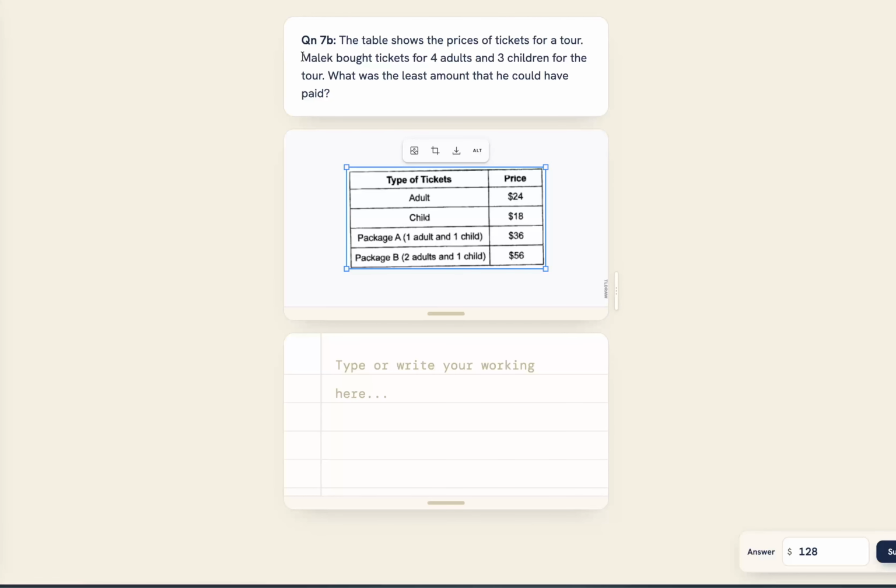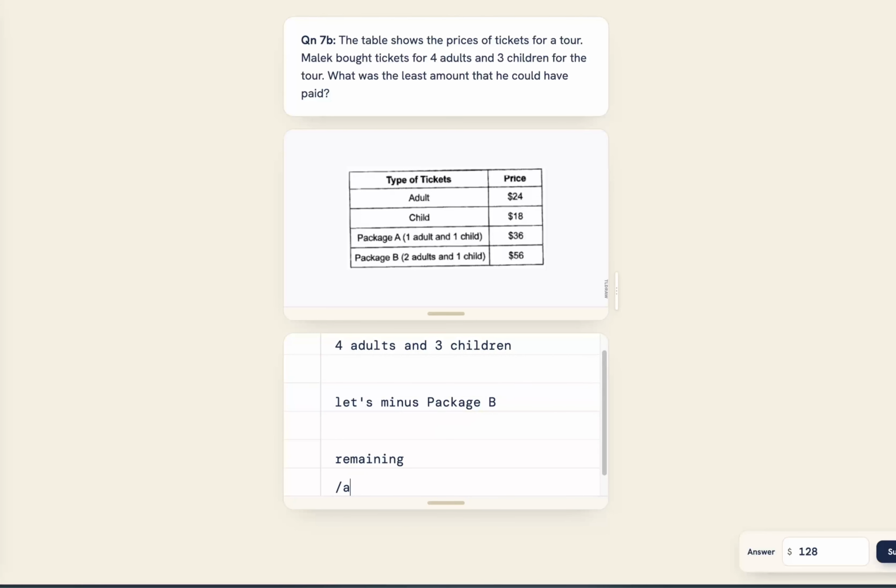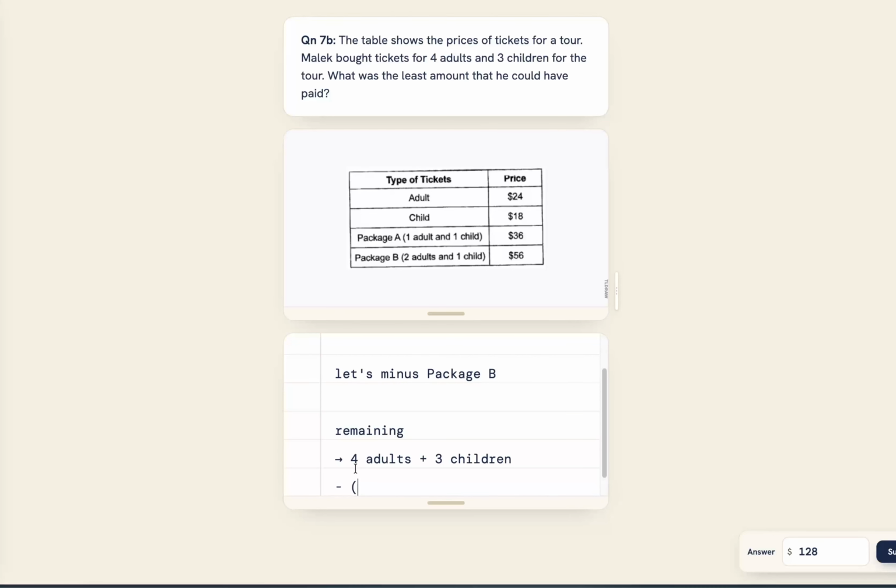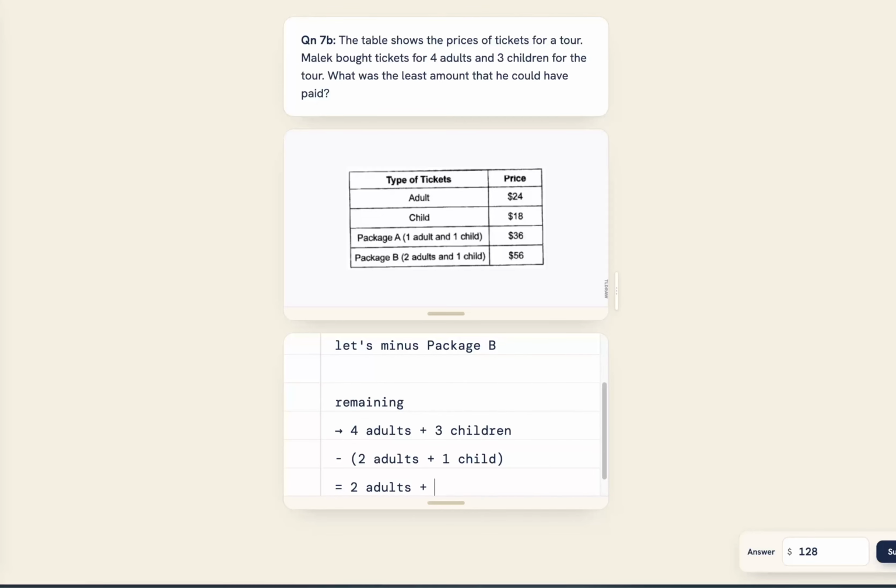So part B, Malik bought tickets for 4 adults and 3 children for the tour. What was the least amount that he could have paid? So 4 adults and 3 children. So what can we do? We can actually get package B first. So that means the remaining would be equal to 4 adults plus 3 children, and then we minus 2 adults, 1 child, which basically equals 2 adults plus 2 children.